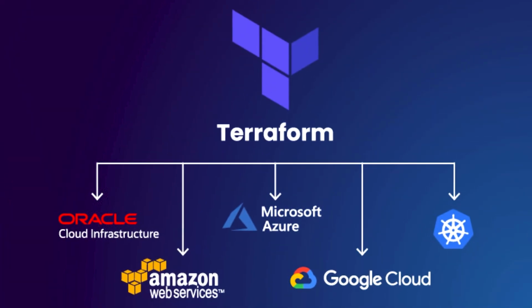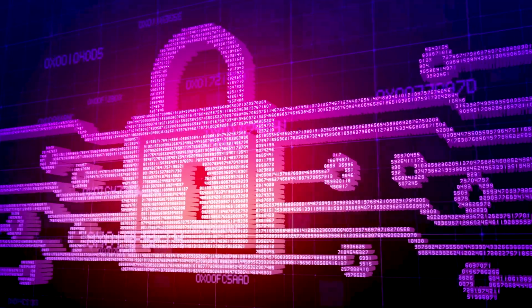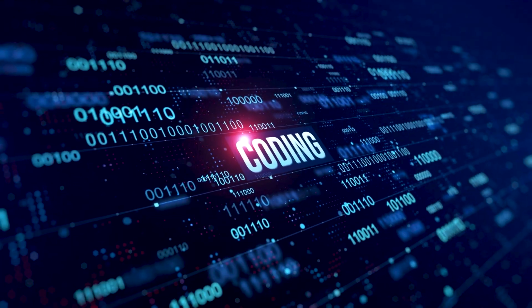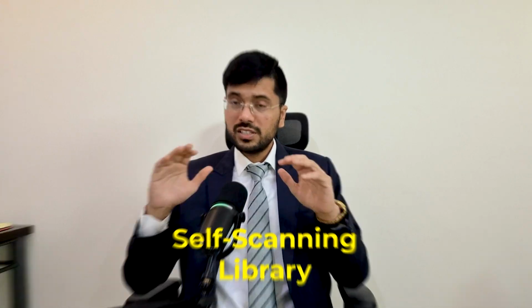This is the world of Terraform. But the crawl phase is just writing scripts. The run phase is security as code. Use tools like Checkov or Terrascan to scan your code before it even deploys. If your code tries to launch an unencrypted database, the pipeline kills the build automatically. When your infrastructure is a reusable, self-scanning library, you aren't just an engineer, you are a force multiplier. You build the golden blueprint that the whole company can use safely.